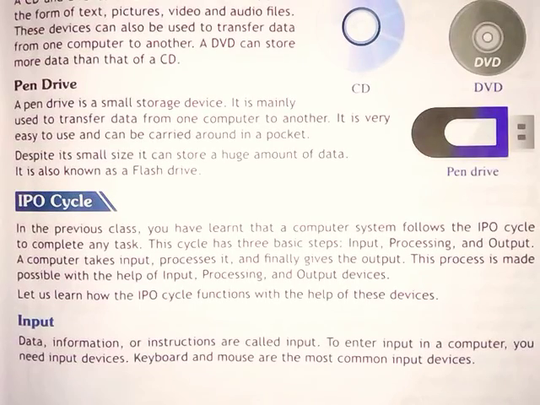Pen drive. A pen drive is a small storage device. It is mainly used to transfer data from one computer to another. It is very easy to use and can be carried around in a pocket. Despite its small size, it can store a huge amount of data. It is also known as a flash drive.